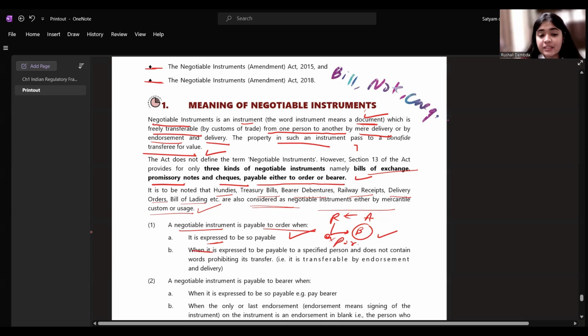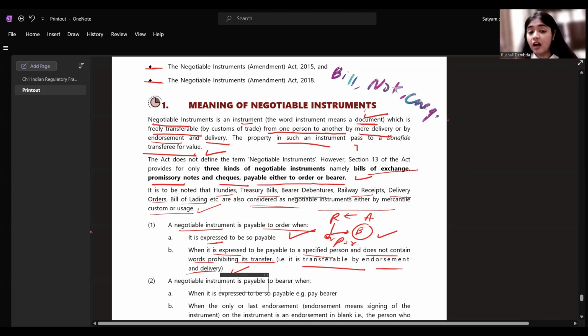When it is expressed to be payable to a specified person and does not contain words prohibiting its transfer, it is transferable by endorsement and delivery. If I tell A, you cannot transfer this money to any person other than me, then that is a restriction, a prohibition on transfer. But what they have said here is the opposite. It is payable to a specified person and there are no words prohibiting transfer. I'm not giving any condition. You can pay it to the person who has the check.